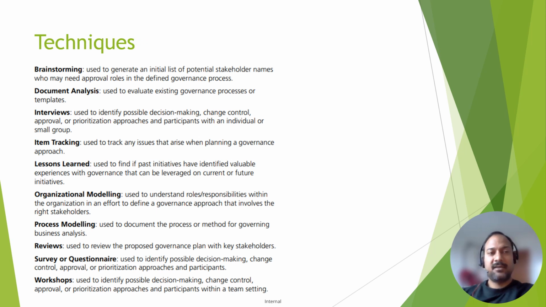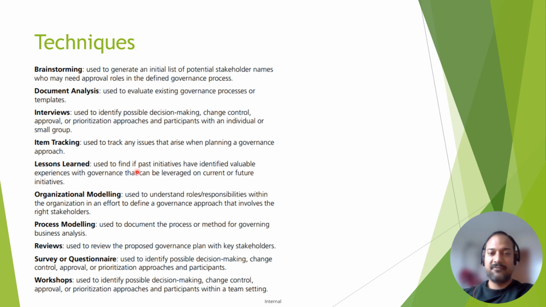Then at the end, what techniques are we using in the governance approach? Brainstorming used to generate an initial list of potential stakeholders who may need approval, and roles in the defined governance process. Document analysis used to evaluate existing governance process for templates. Interviews used to identify possible decision making, change control approval, or prioritization approaches, and participants with an individual or small group. Item tracking used to track any issues that arise when planning a governance approach.